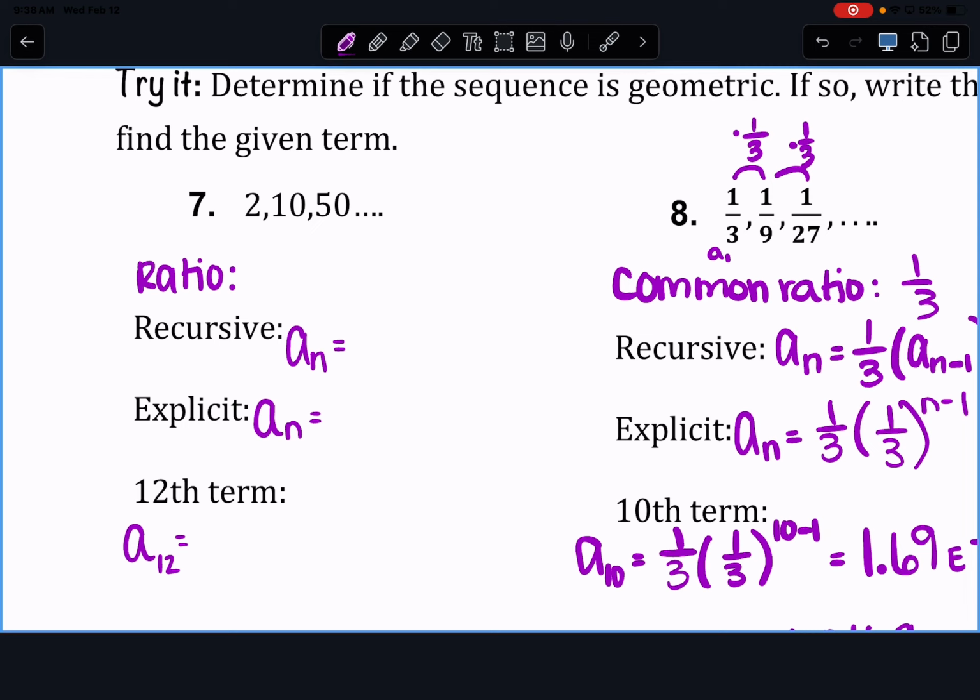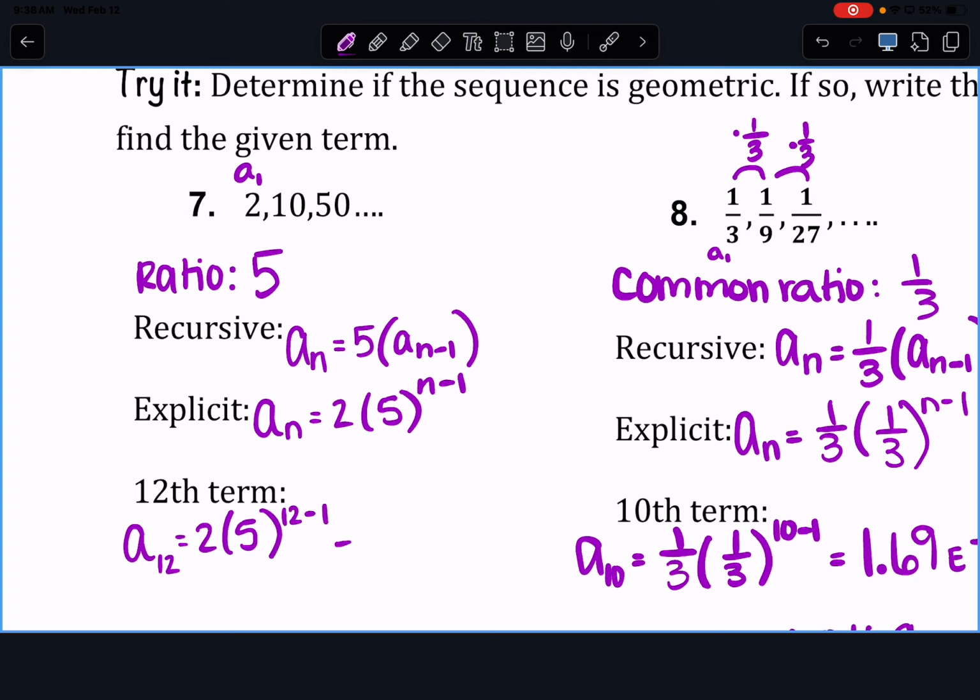9,797,650. All right. Let's go through the whole thing. What's our common ratio? 5, yeah. Okay, to get my recursive formula, what am I going to do? A_n equals 5 times A_n minus 1. What's our explicit? A_n equals 2 times 5 to the n minus 1. Why is it 2? Because we use our A1 term. So when we do this for 12, we'll do 2 times 5 to the 12 minus 1. All right, and then what is that answer going to be?